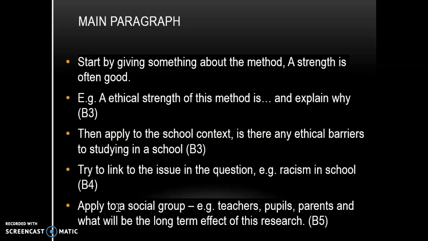Will it impact the validity? Will it impact whether it's representative? Will it have a long-term impact on the participants? Will it cause harm? Anything like that. So let's have a look at an example paragraph for you then to have a go at your own.